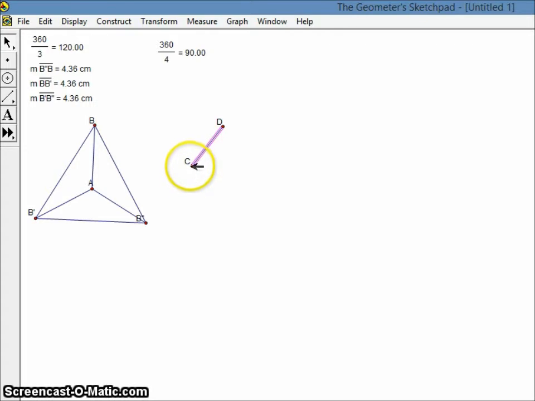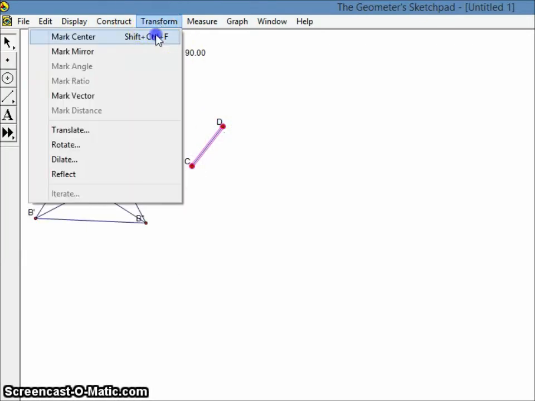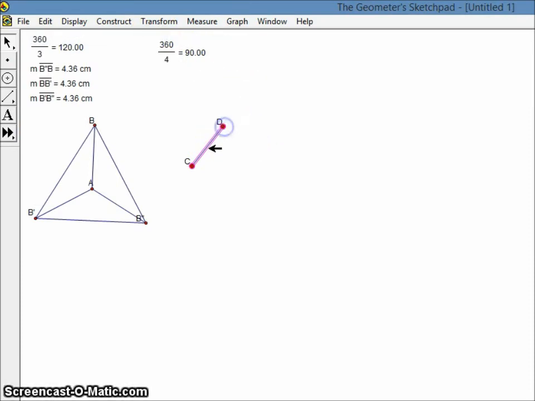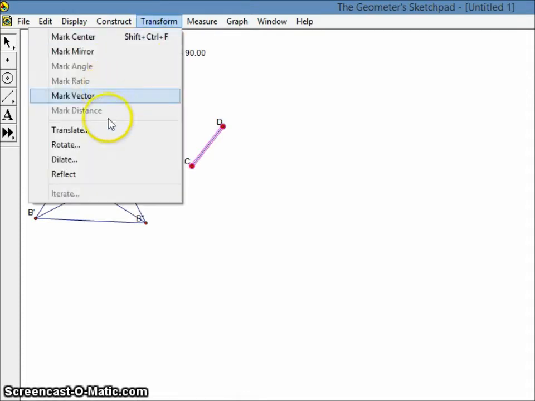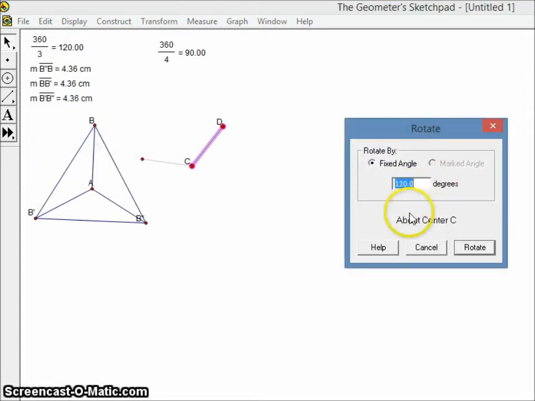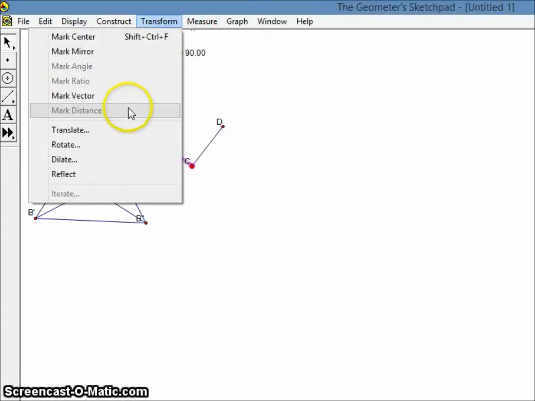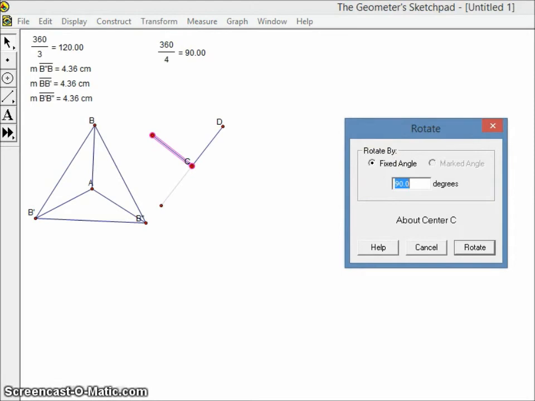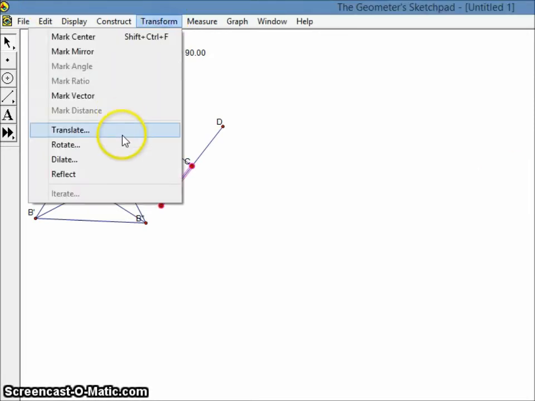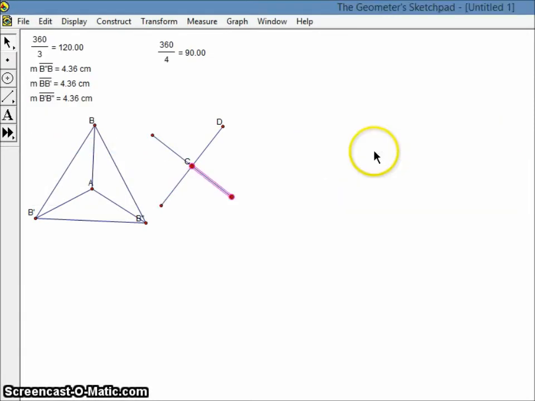So I'm going to select my segment there. I'm going to mark my center. Nope. If I want this one to be the center instead, I can just double click it and that should work. And then I'm going to rotate 90 degrees, and then I'm going to rotate the same thing again, 90 degrees, and one more time gives me those four points. So I'm going to name my three new ones, D prime, D double prime, and D triple prime.